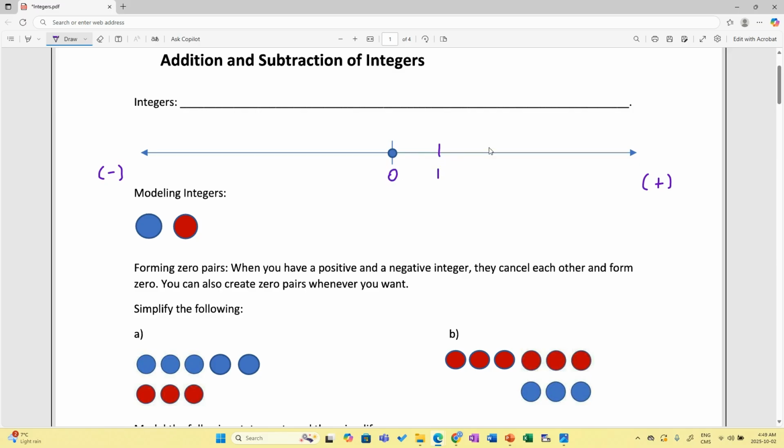Then for example, you go 1, 2, 3. The bigger your number, the more positive. And then here, the more negative your number, the more negative you get. All right, so for this model, we're going to use some circles. In this case, I'm going to let the blue circle be positive and let the red circle be negative.